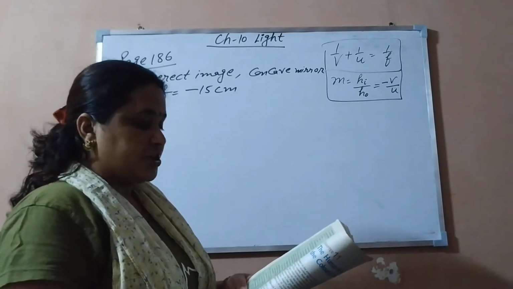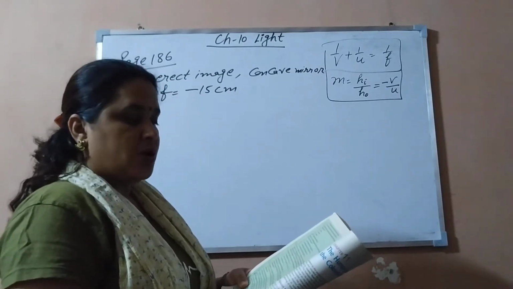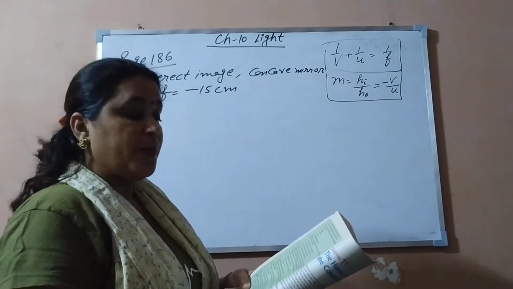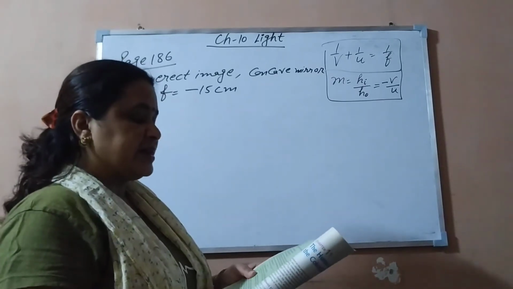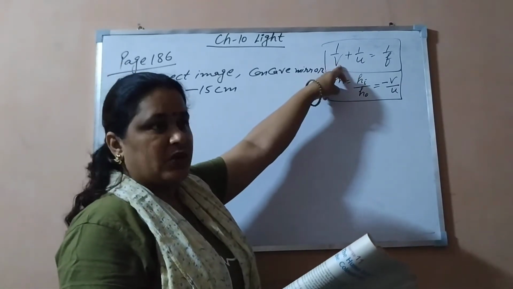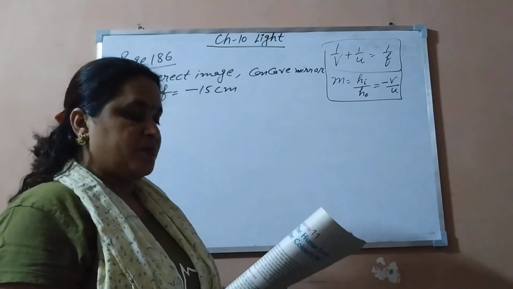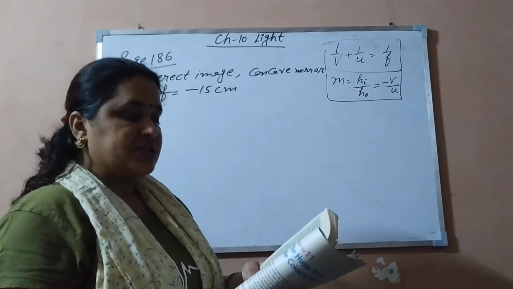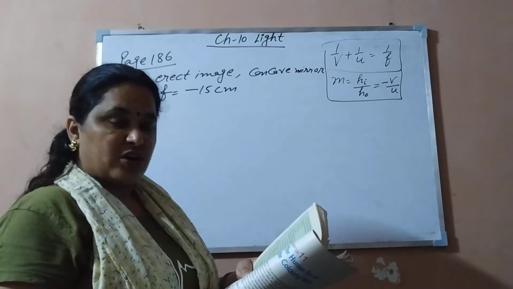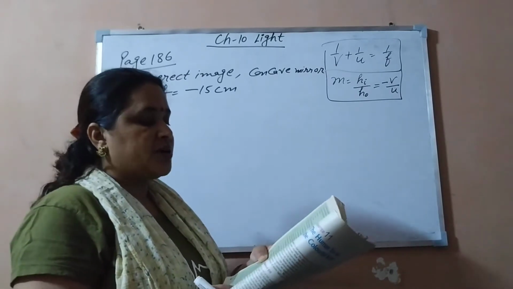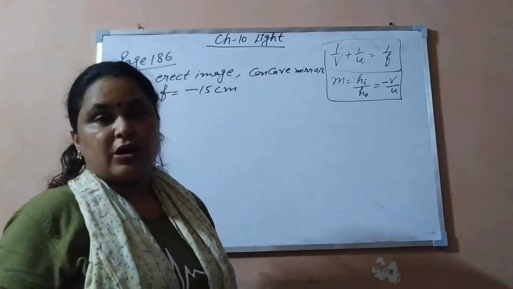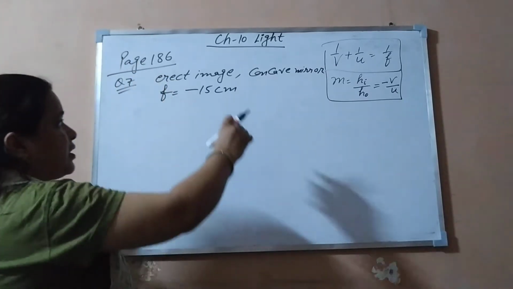Now the next question is, what should be the range of the distance of the object from the mirror? This is the first part. They are asking only the range, not asking to calculate the exact distance. Second part, they are asking what is the nature of the image, and whether the image is larger or smaller than the object. And last, draw a ray diagram to show the image formation in this case. So overall it's a complete question of 5 marks.